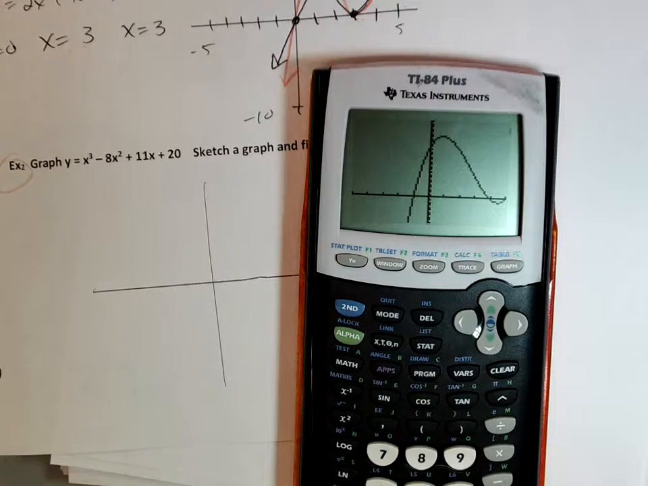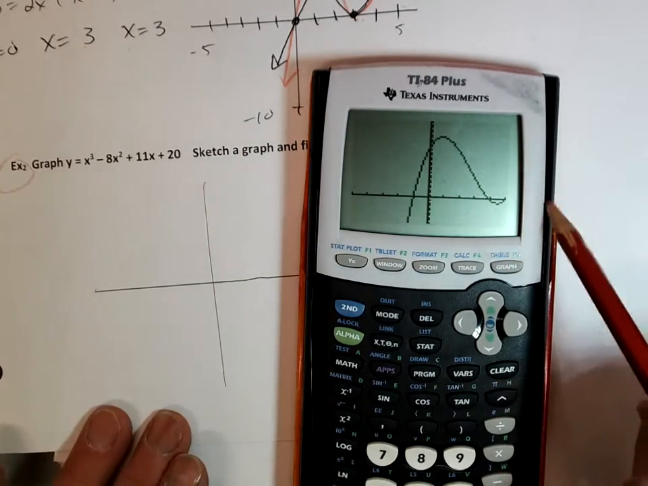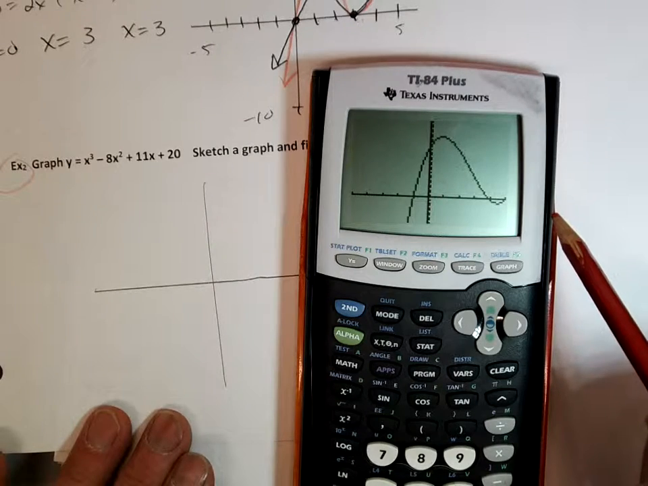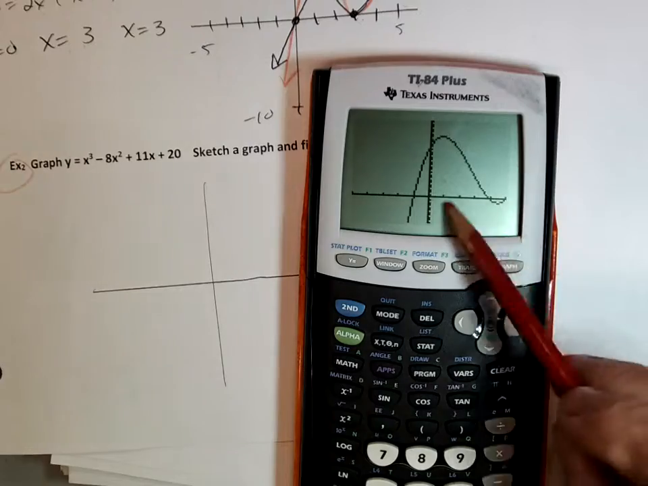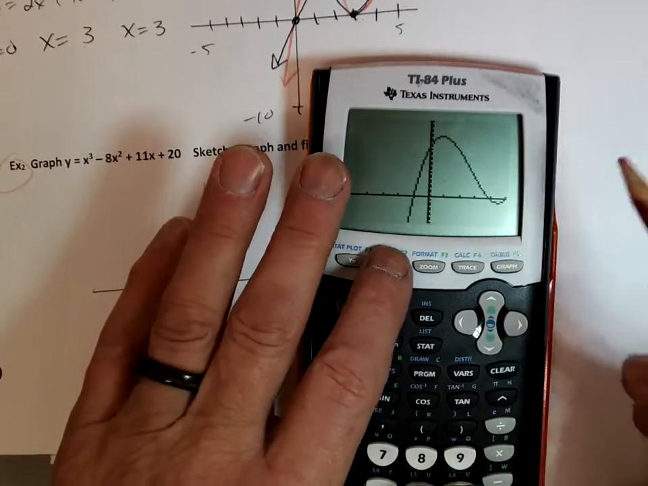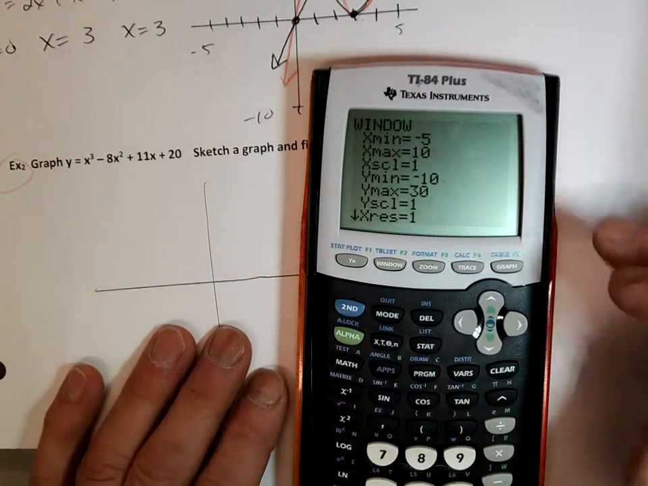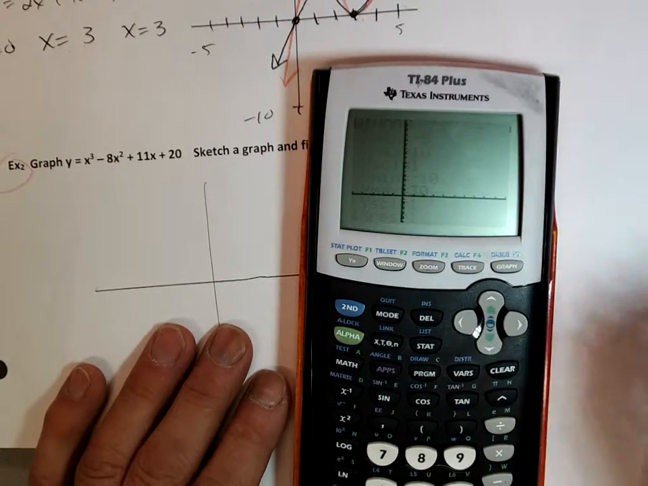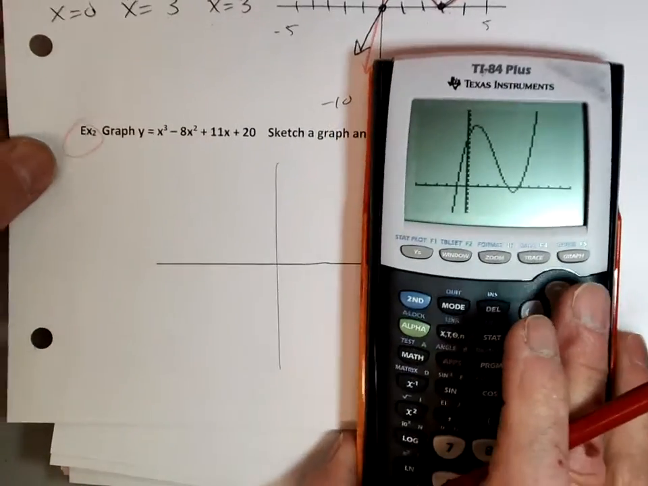Now, I'd also maybe need to see a little bit more of the x. So if I look at it here, I'd like to spread it out and see more of the x. So maybe instead of going to 5 on the x, let's go to 10 this time. So I go to my window and stretch the x out from 5 to, say, 10. I'm going to graph it. There we go.